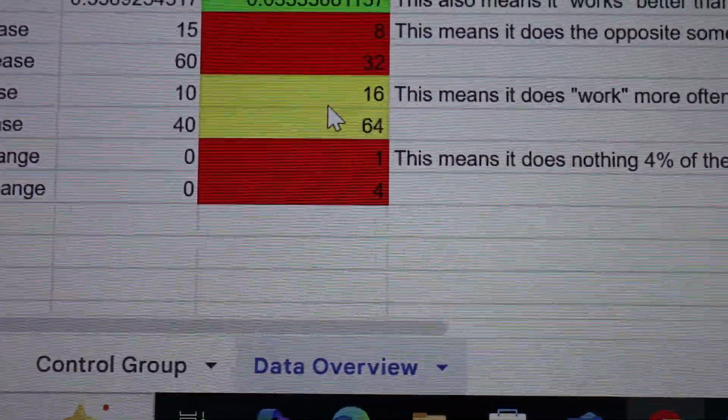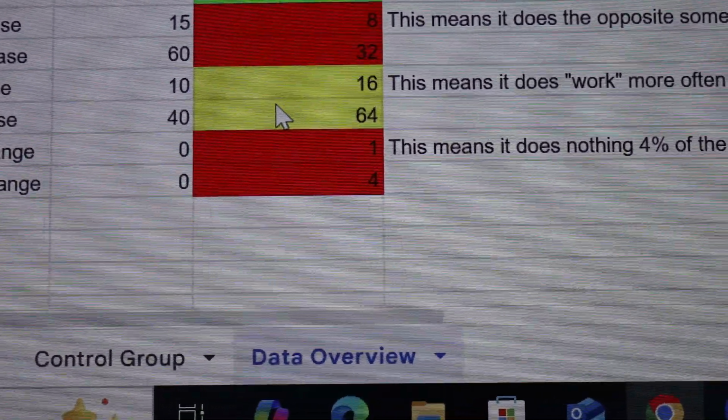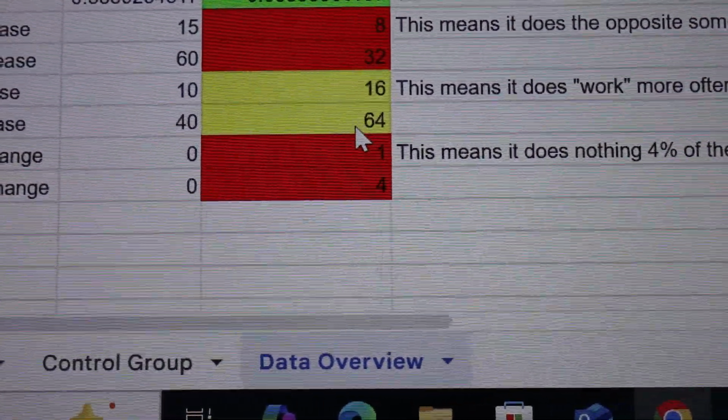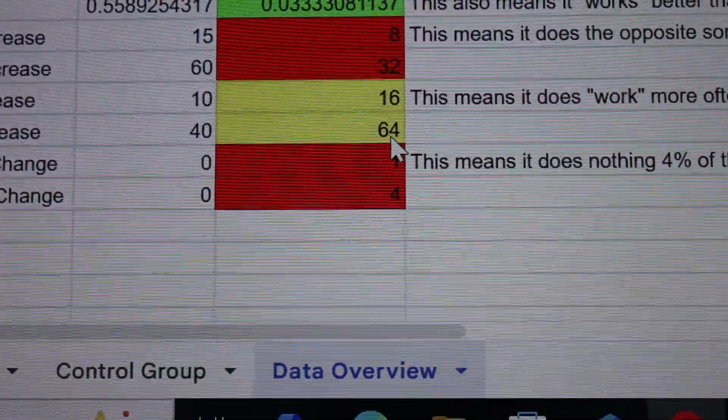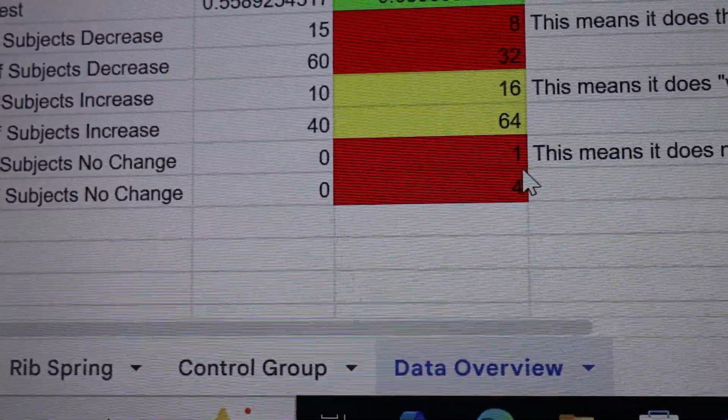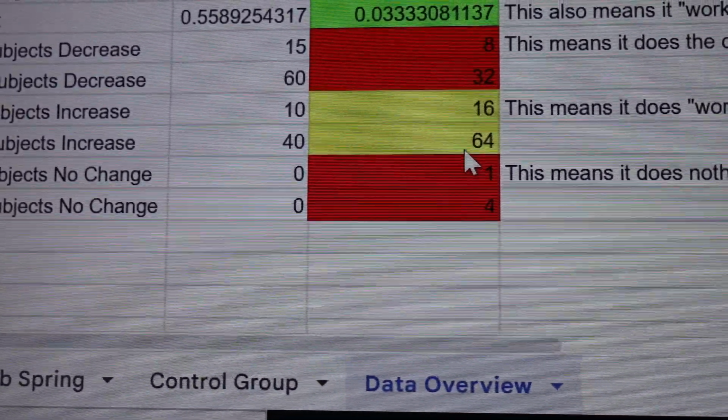Or 32%. What we then have is 16 people out of 25, or 64% of the people in this sample, for whom it went the right way, right? So that's what you want. And then one person, it did nothing.